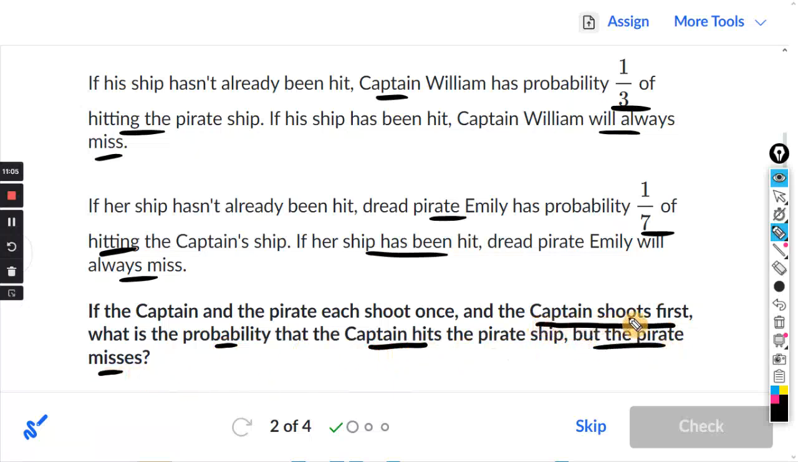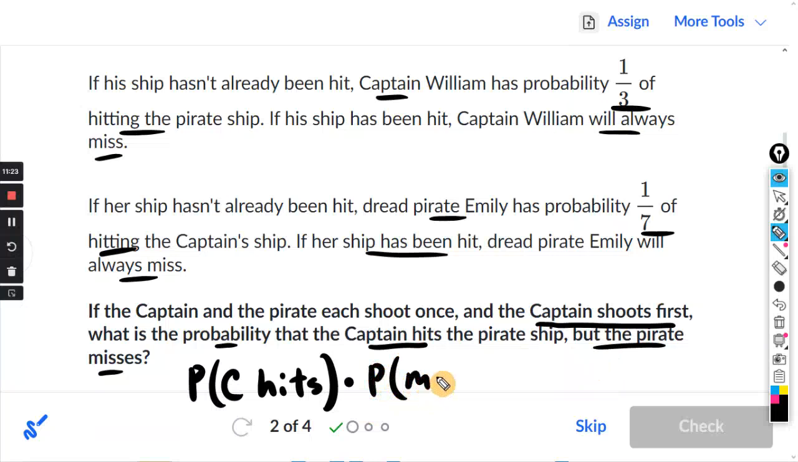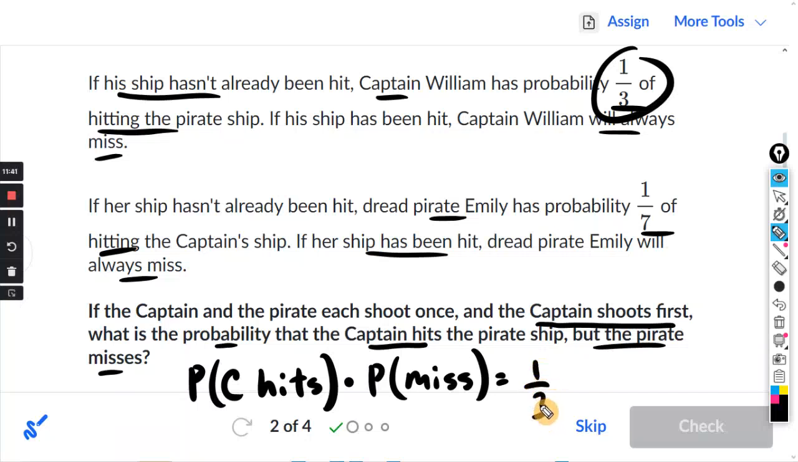All right, since the captain shoots first, let's write that one first. The probability that the captain hits and then the pirate misses. All right, so the captain hits and the captain shoots first. If the ship hasn't already been hit, the captain hits 1 out of 3 times. So the probability that he hits is 1 out of 3.